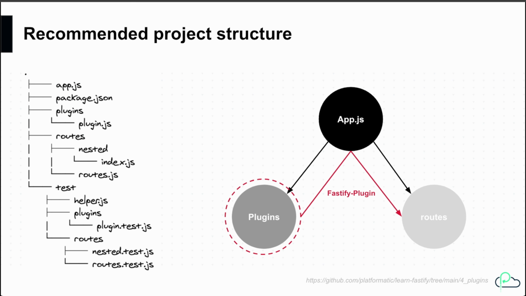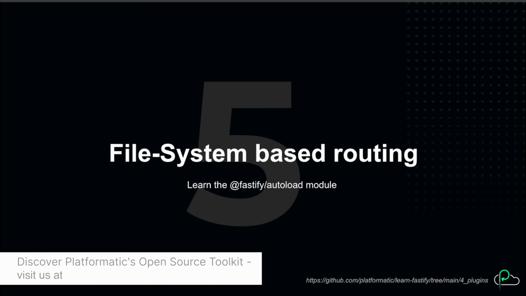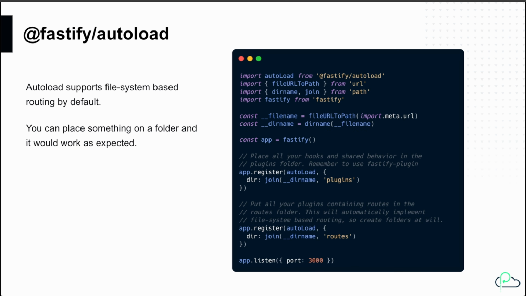Now, the recommended project structure has a plugins folder. Here we put all the logic that is shared between multiple routes, and then we create a routes folder with a nested structure. Now, what we're going to do instead is use this module called Fastify Autoload to avoid a lot of the hiccups of using a plugin system like that.